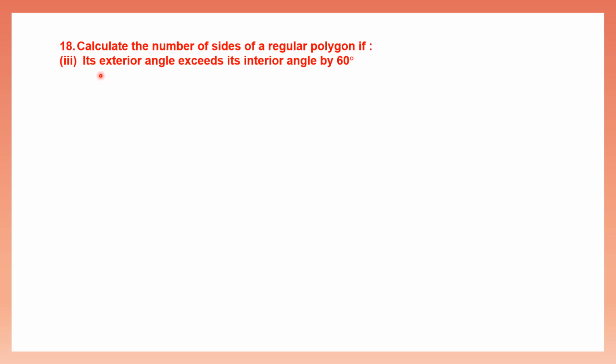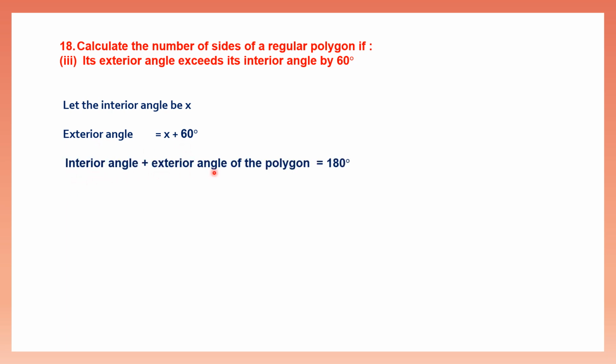The third question here is its exterior angle exceeds its interior angle by 60 degrees. So here let the interior angle be x. That means the exterior angle will be x plus 60 because the exterior angle exceeds the interior angle by 60 degrees. Now we have the interior angle, we have the exterior angle. Let's use this property. Interior angle plus exterior angle is equal to 180. So here interior angle is x. Exterior angle is x plus 60. This is equal to 180 degrees. So this is x plus x is 2x. 2x plus 60 degrees is equal to 180 degrees.